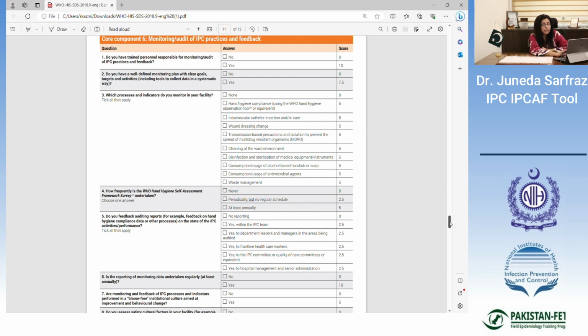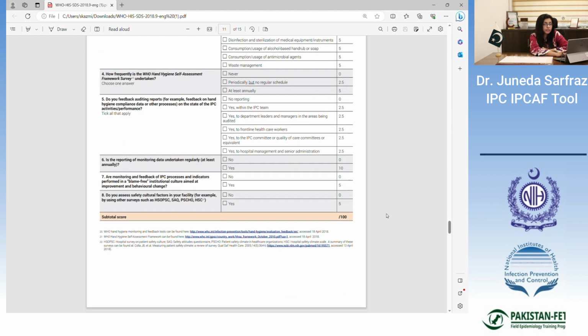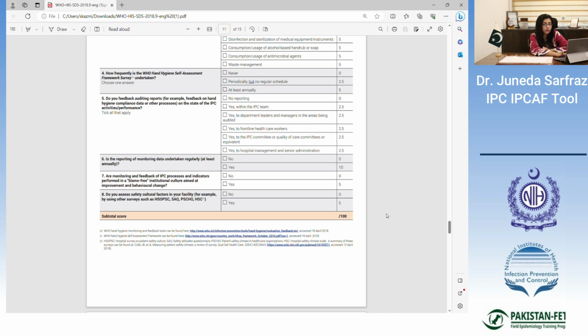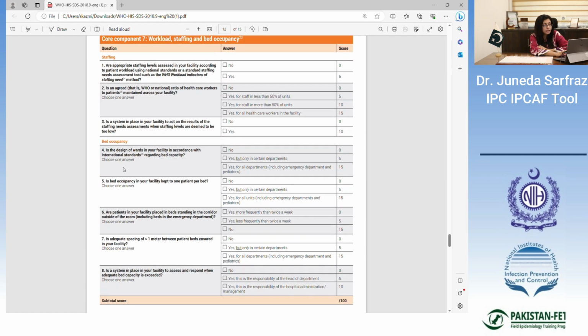The sixth component is monitoring, audit, and IPC practices and feedback. So this also has different kinds of questions. The important thing is that not only is the audit required, but the feedback is very much important. And even the reporting of monitoring data, as you can see in question number 6, carries 10 marks. So it depends on what you are doing, and that would give you the score.